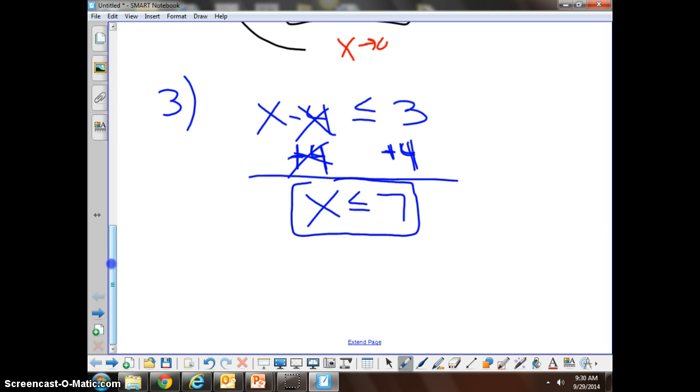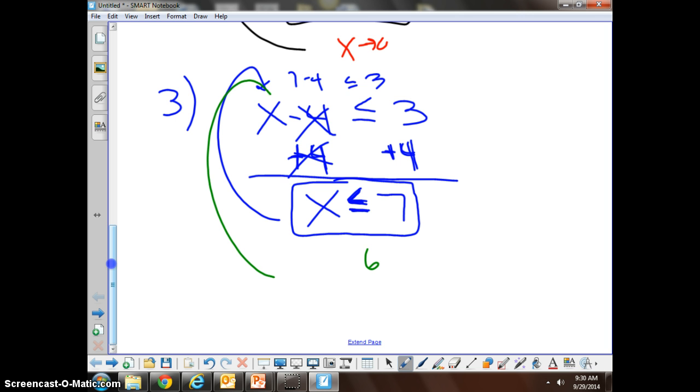Box it. Smart people check their work. Since it's less than or equal to 7, 7 should work. So I'm going to plug in a 7. Is 7 minus 4 less than or equal to 3? The answer is yes, 3 is less than or equal to 3. Since I know 7 works, I need to see if something less than 7 works. So let's try 6. If I plug in 6 for x, I would have 6 minus 4 is less than or equal to 3. 6 minus 4 is 2. Is 2 less than or equal to 3? The answer is yes. So anything, including the number 7 and below, would work.